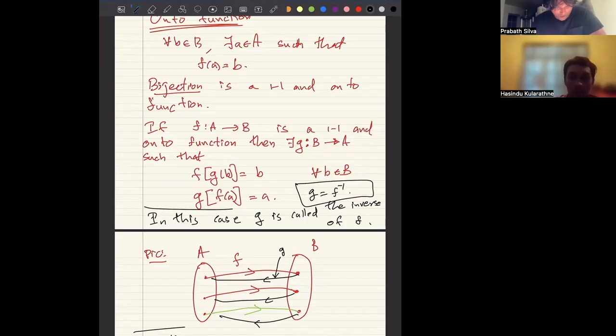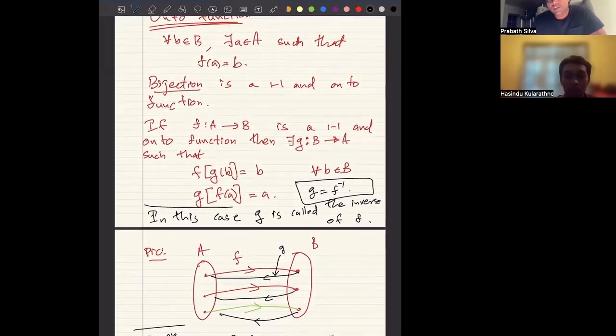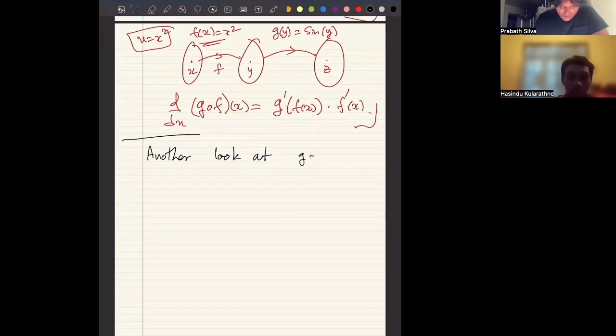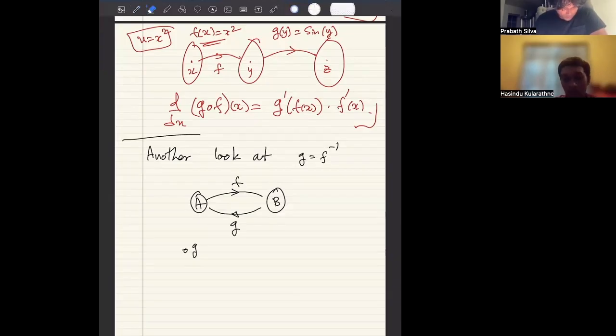This kind of screams groups, because why are you using this notation, right? So let's look at g equals f inverse. This is your set A, and now f is a map going from here to here, B. And then g is a map that goes from here to here. Now if we take g composed f, that's a map.